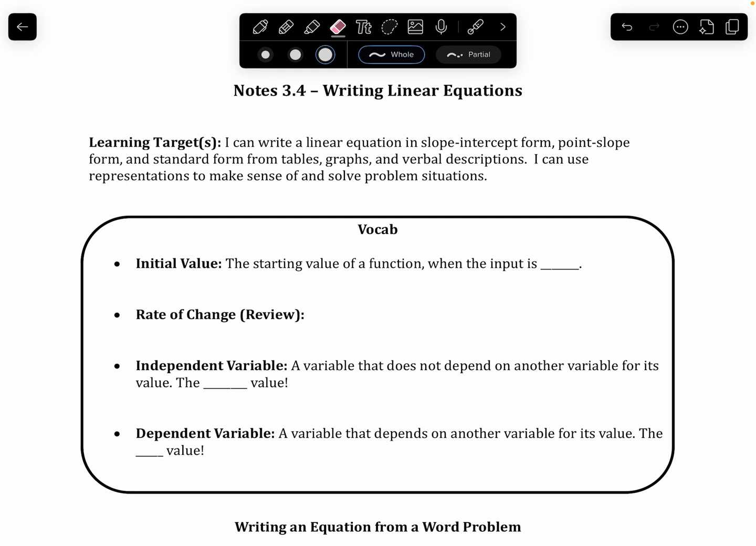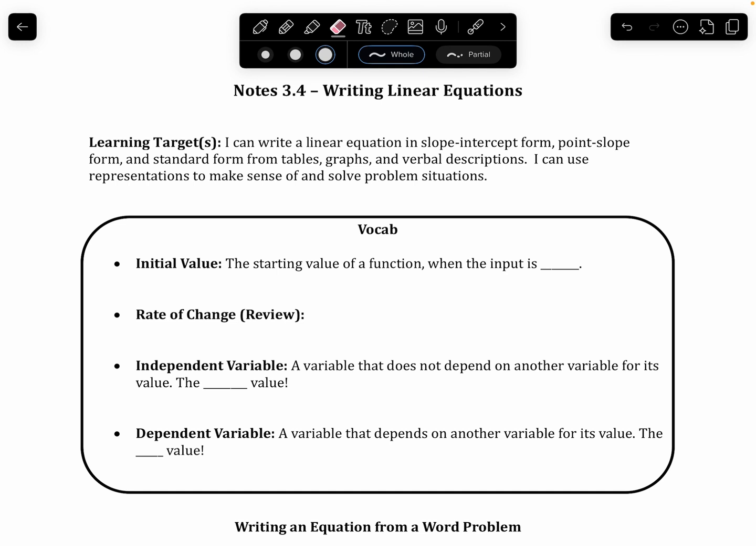Good afternoon, everybody. We are going to be going over notes 3.4 today, which is writing linear equations. The learning target for today is I can write a linear equation in slope-intercept form, point-slope form, and standard form from tables, graphs, and verbal descriptions. I can use representations to make sense of and solve problem situations. That sounds weird, but okay.